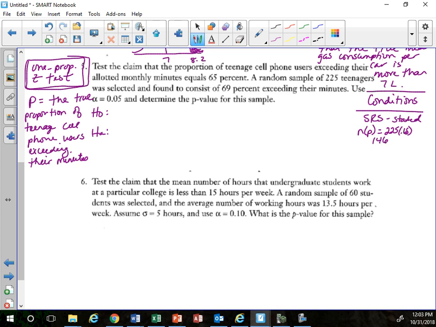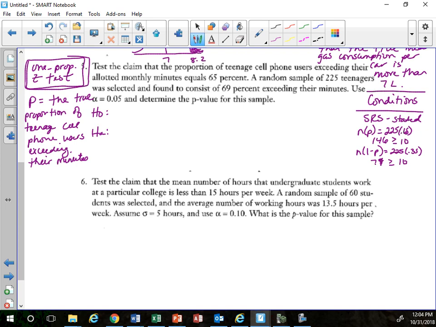146.25. So we'll say 146 people, definitely greater than or equal to 10. You can just go straight to the 146. And 225 times 0.35. So we'll say 78 or 79, definitely greater than or equal to 10, right? Does that make sense? You've got to plug the values in. You can't just say N and P. So our conditions are met.